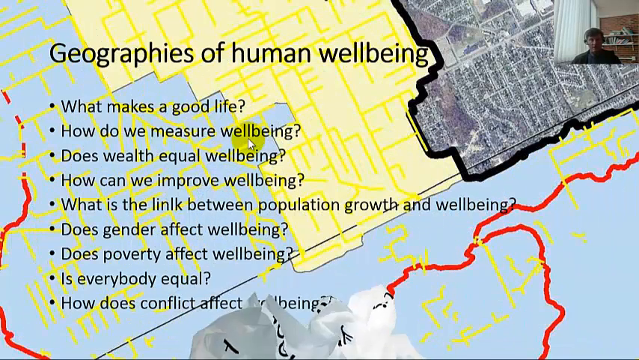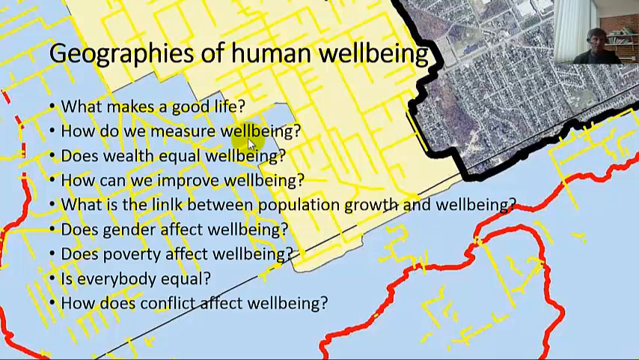In the second part of that course, we're talking about geographies of well-being. We try and address some of these questions. What makes a good life? How do we measure well-being? Does wealth actually mean well-being? And to most of you, the obvious answer is no. How can we improve well-being?